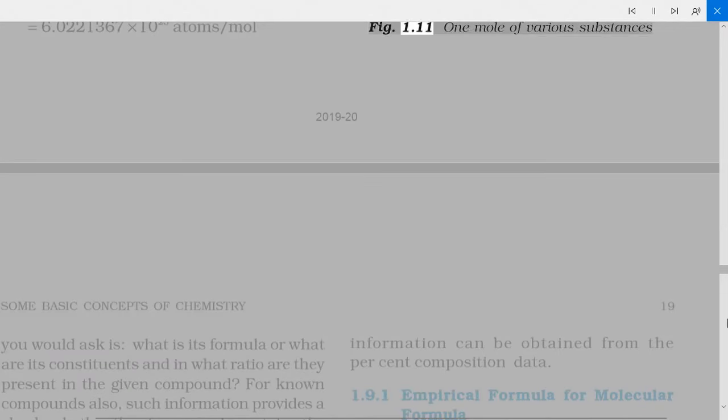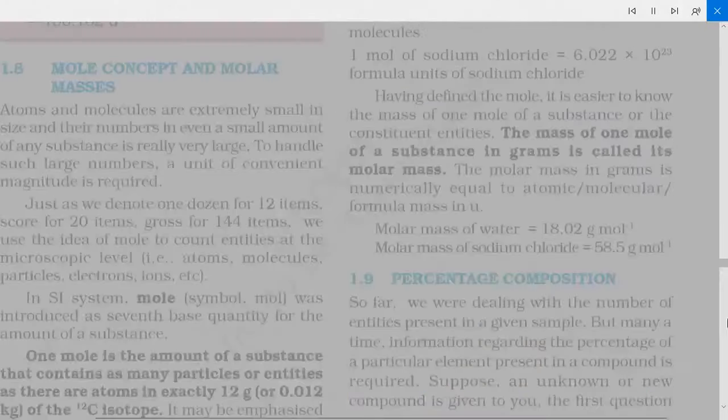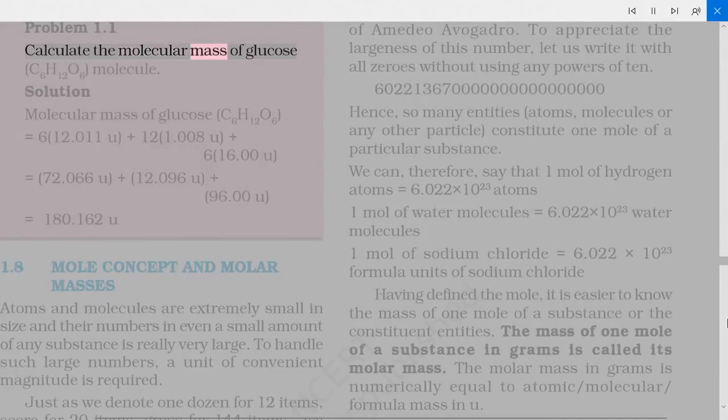Fig. 1.11 1 mole of various substances. Problem 1.1. Calculate the molecular mass of glucose, C6H12O6, molecule. Solution. Molecular mass of glucose, C6H12O6, is equal to 6 × 12.011 u, plus 12 × 1.008 u, plus 6 × 16.00 u, is equal to 72.066 u, plus 12.096 u, plus 96.00 u, is equal to 180.162 u.